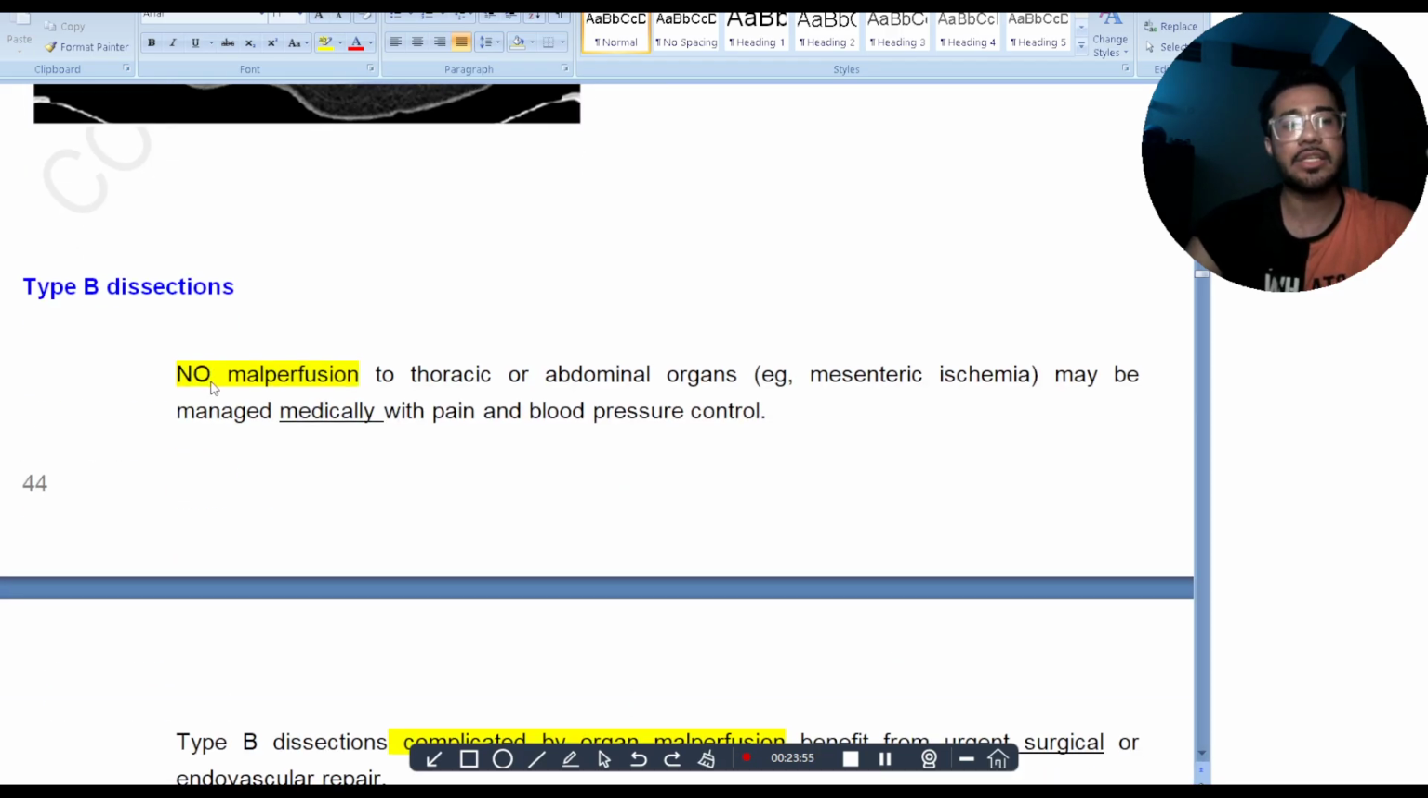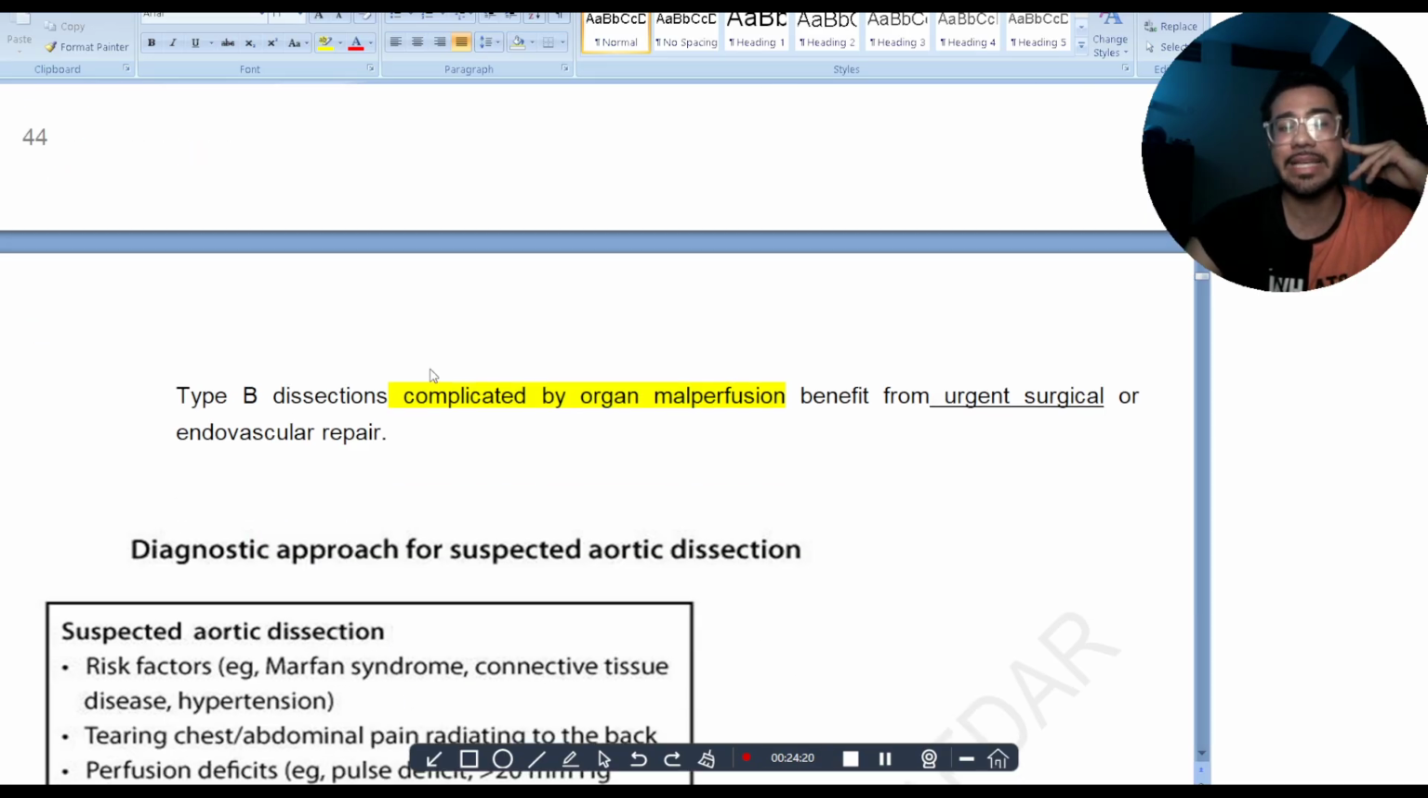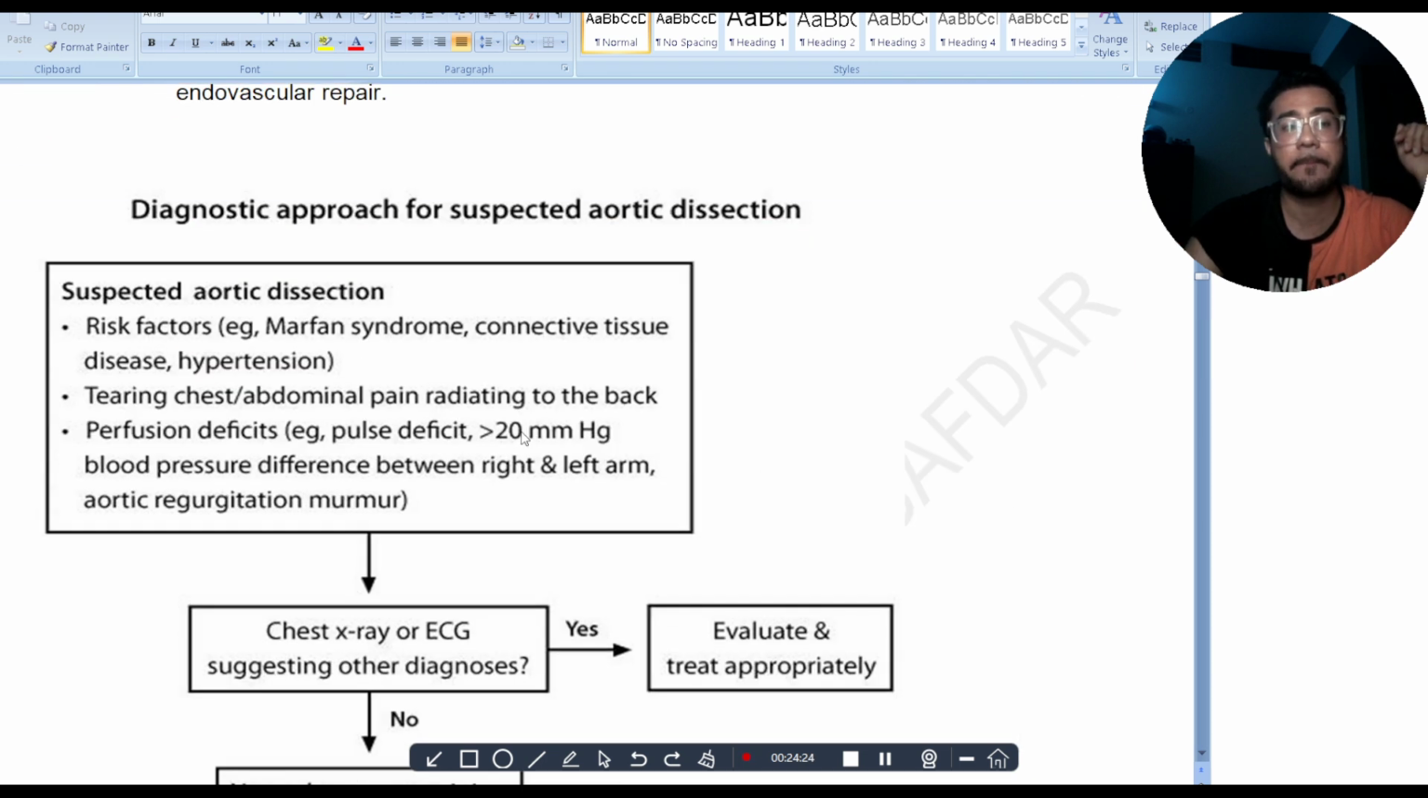So type B dissection, no malperfusion, you go for just labetalol and a wait-and-watch policy. But if it is complicated by malperfusion like mesenteric ischemia, you will go for surgery, and manage medically. Thoracic or abdominal, no malperfusion, it's saying no malperfusion, you manage just medically with beta blockers. Type B dissection complicated by organ malperfusion, urgent surgical repair.